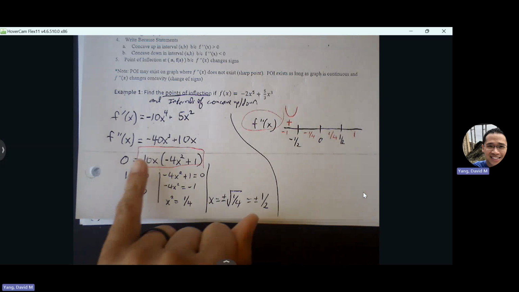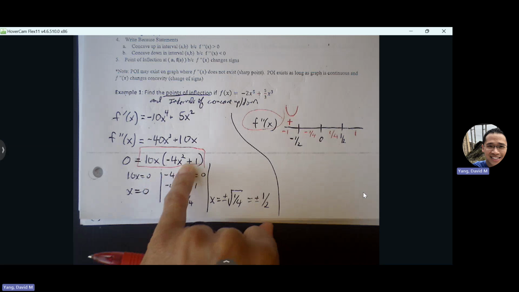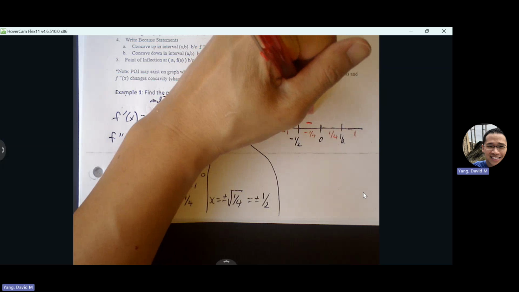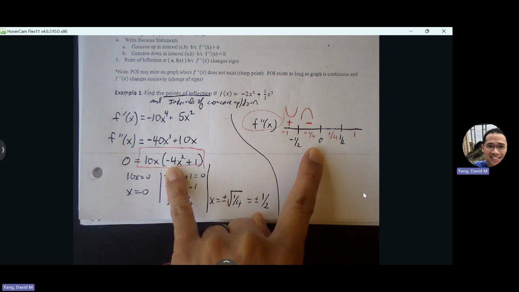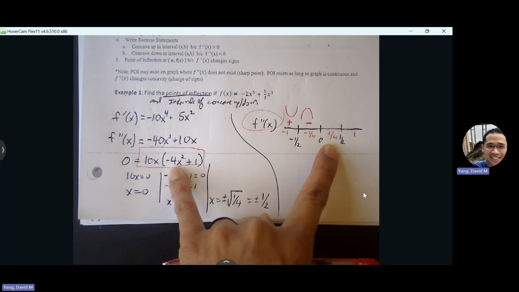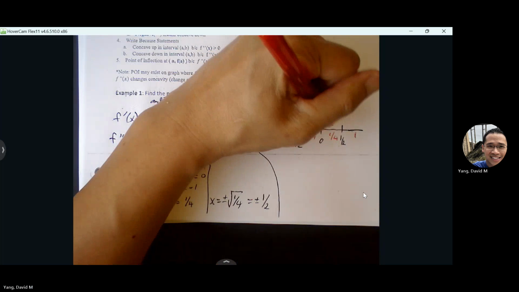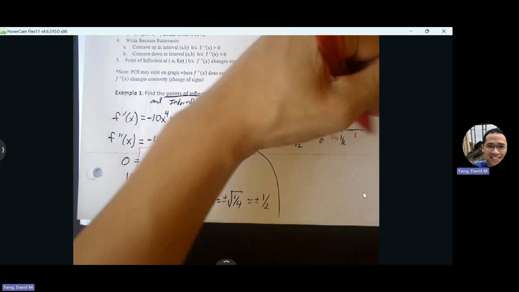Okay, -1/4, plug -1/4 in for x. I'm still getting negative here. Here it'll give me a positive. So negative times positive is negative. So on this second interval, my graph is going to be experiencing concave down shape. Okay, plug 1/4 in for x. I'll get 1/16. -4 times 1/16 is going to be -1/4. Plus 1 is going to be positive. So positive times positive is positive. And then plug 1 in, positive times negative is negative.